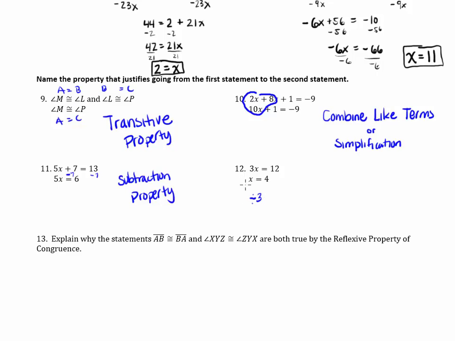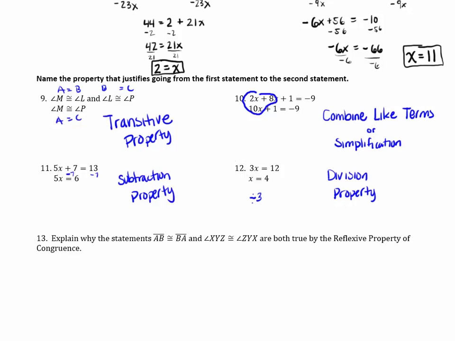So what allows us to divide both sides by 3? That is the division property. As long as we divide both sides by the same number, and that number is not 0, you can't divide by 0, then that's allowed by the division property.